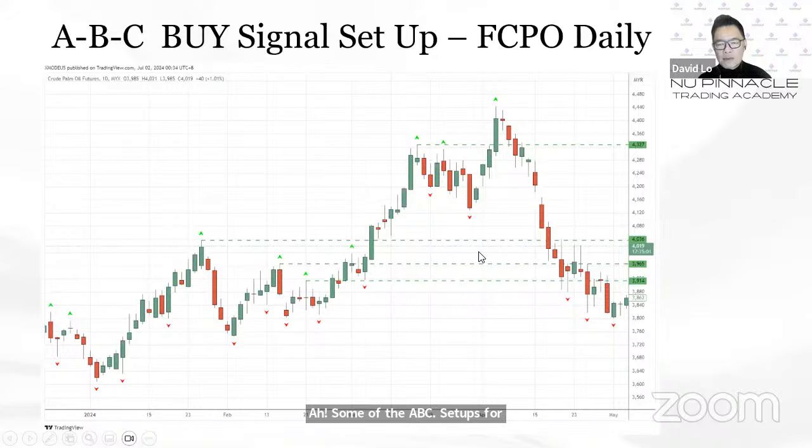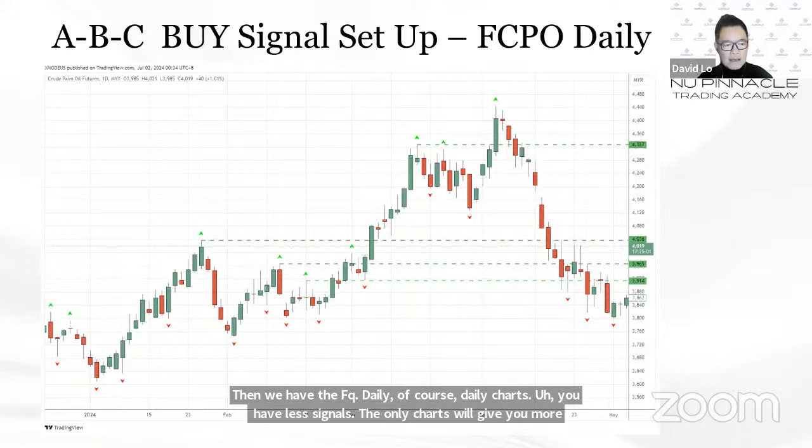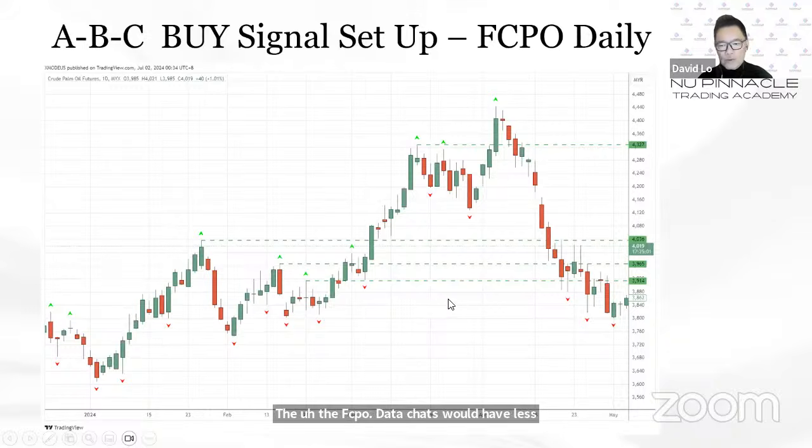Then we have the FCPO daily. Of course, on daily charts you will have fewer signals. The hourly charts will give you more signals. The FCPO daily charts will have fewer. And this is for 2024 until May. You can see the buying over here. The ABC is triggered.